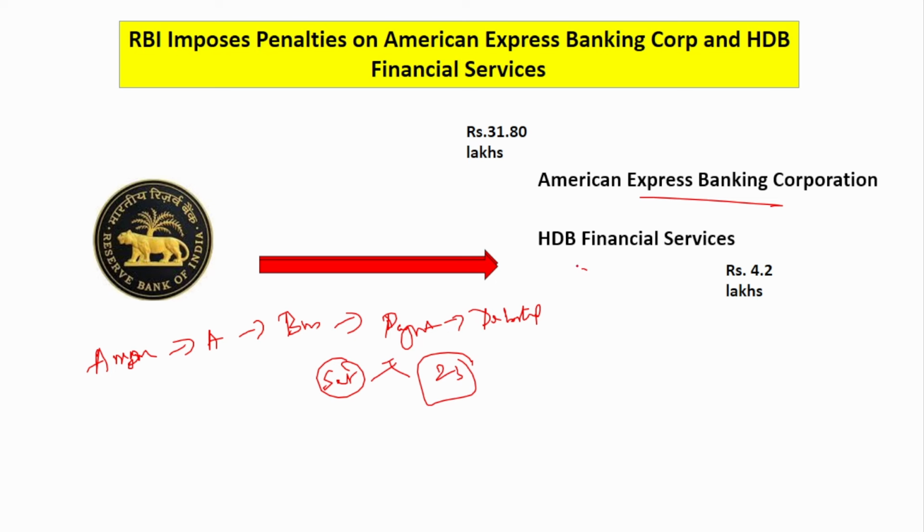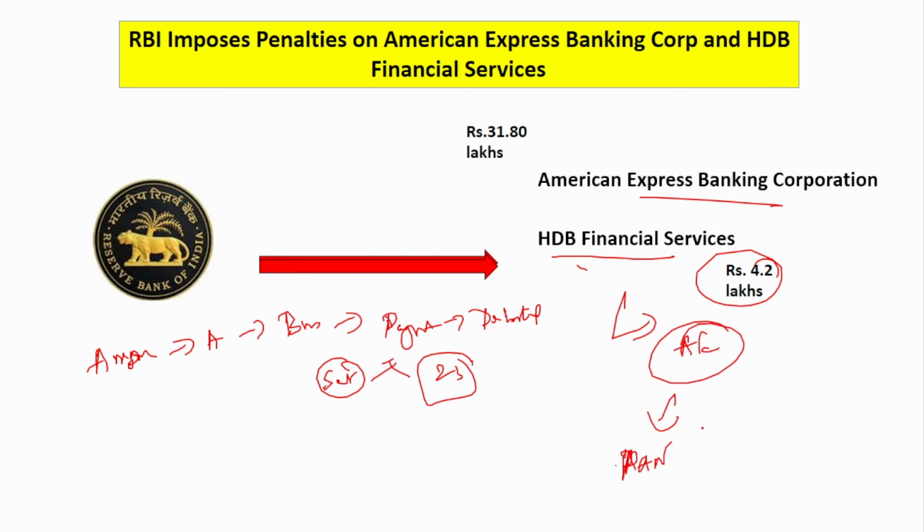Next is HDB Financial Services, 4.2 lakhs. It is because here, while opening the accounts of the customers, they failed to get either the PAN card or Form 60. While opening the account of the customers, they have to get the PAN card. If the customer does not own a PAN card, then they have to get at least the Form 60 from the customer. They failed to do both, and that is why this 4.2 lakhs penalty was imposed on them.